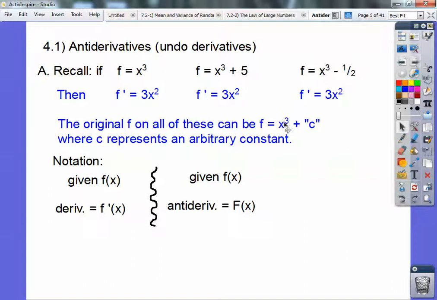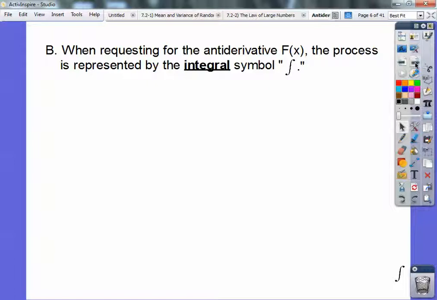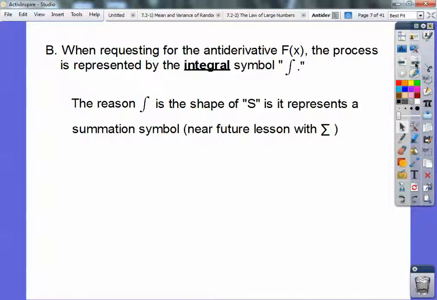Okay, so notation, you guys: given your function f of x, your derivative is f prime of x, and your antiderivative is capital F of x. When we're requesting the antiderivative, capital F of x, the process is represented by the integral symbol, this little snaky symbol right there. It's in the shape of an S because it represents the summation symbol, and that'll be coming up soon when we start integrating in between two numbers.